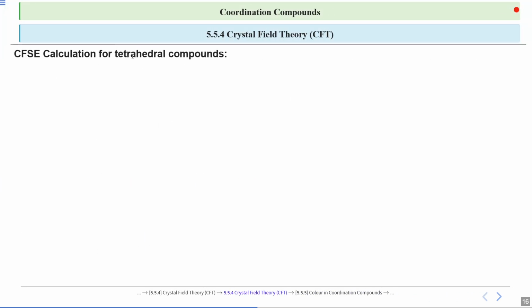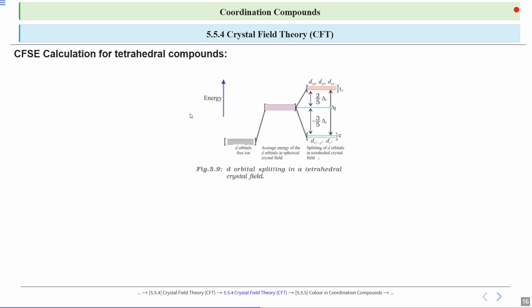CFSE calculation for tetrahedral compounds. CFSE is given by the formula minus 3 by 5 Ne plus 2 by 5 Nt2, multiplied by delta T. Remember, in the octahedral crystal field splitting energy we had another term, plus mP, where P denotes the pairing energy and m denotes the difference in paired electron sets between the split d orbitals and the degenerate d orbitals. That term is absent here.